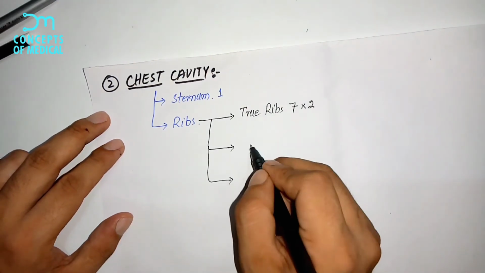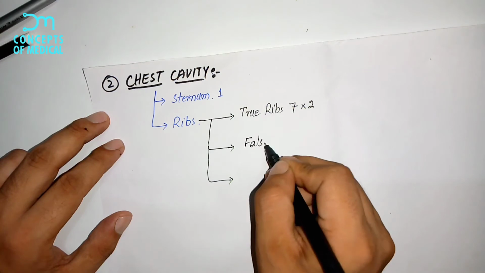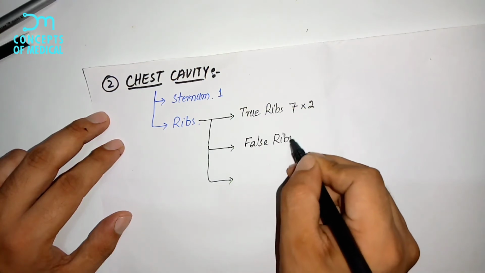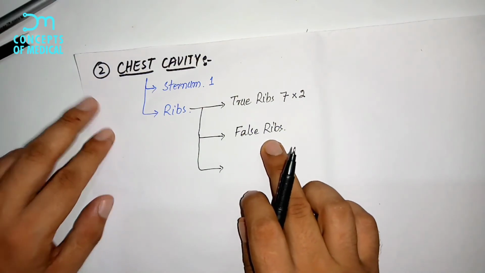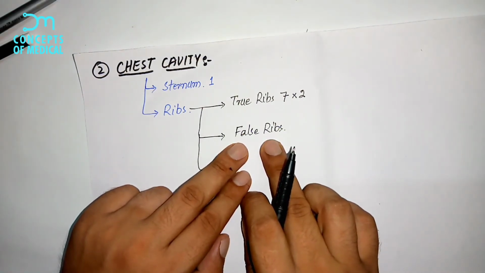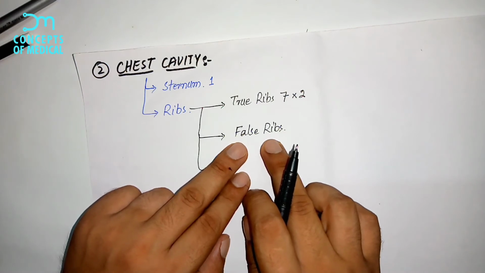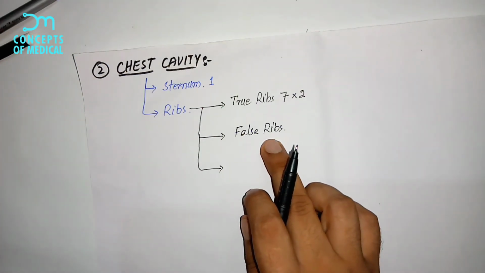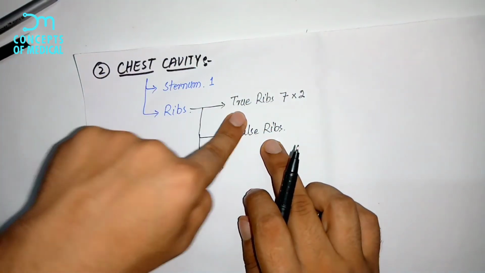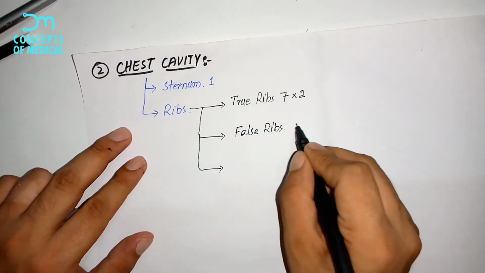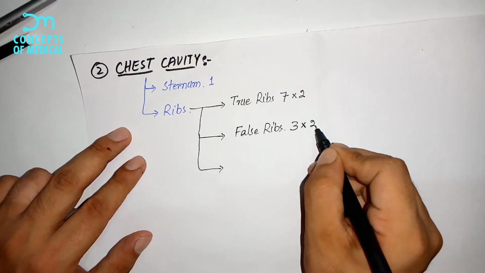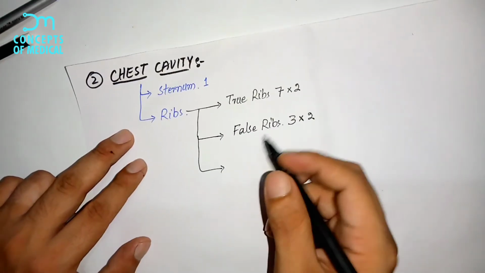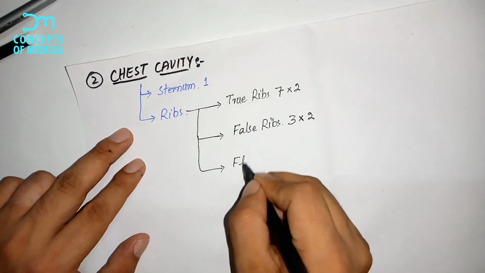Another is we have false ribs. And false ribs are which ribs? False ribs are those ribs which are connected posteriorly with the vertebral column, but anteriorly they are not directly connected with the sternum. Rather, they are connected with the costal cartilage of the true ribs. So these are actually 3 in number, and 3 at one side, so at both sides we will multiply it with 2, right?